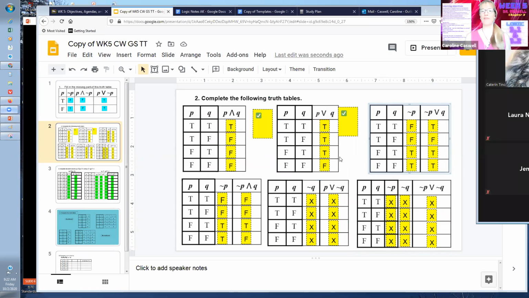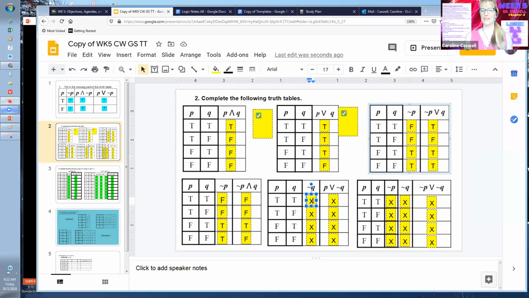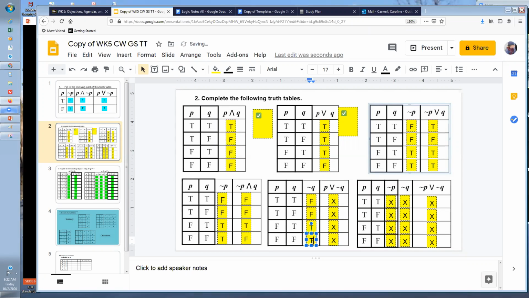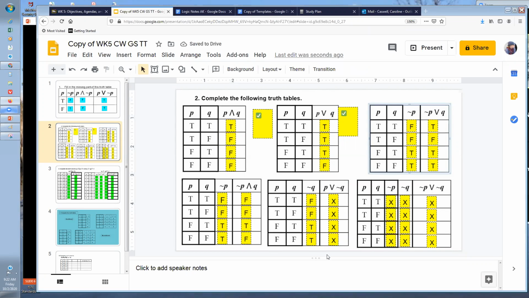Okay, so what do we have? What's our not Q? Just read them straight down. False, false, false for the true, true. All right, so all we did was the opposite of Q.